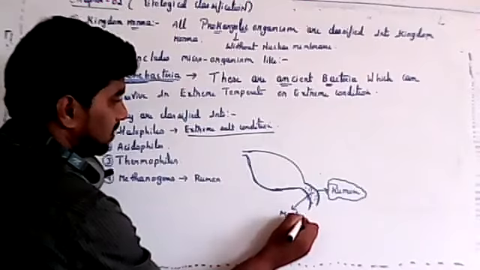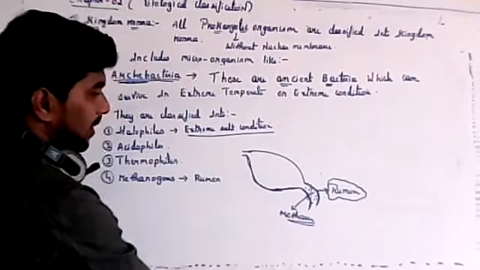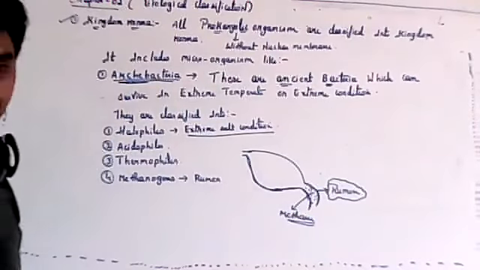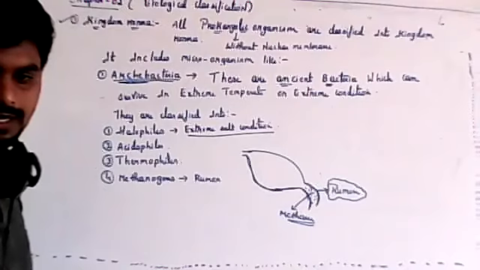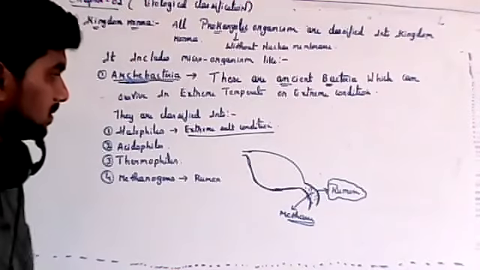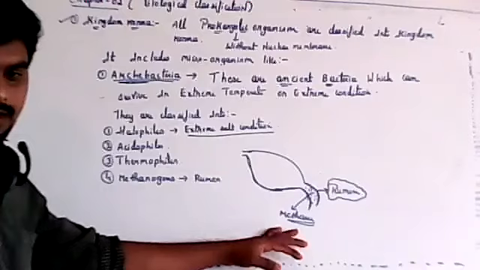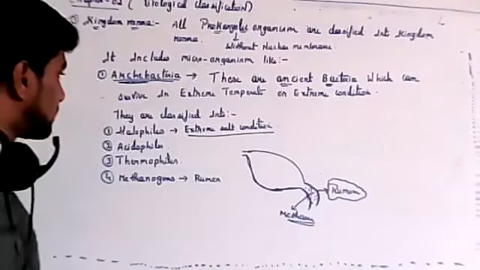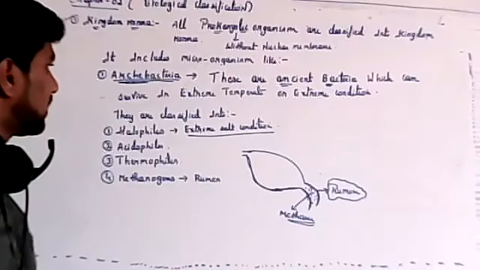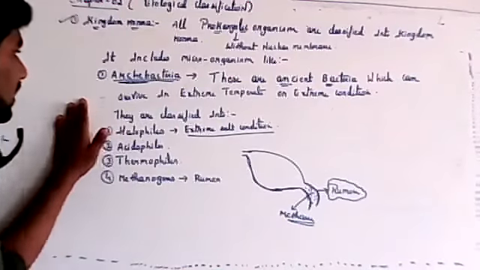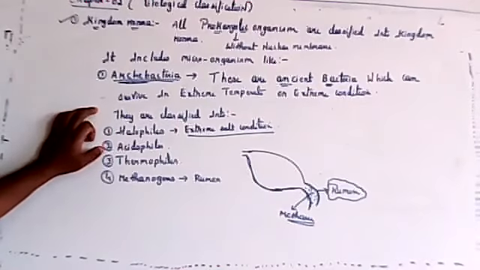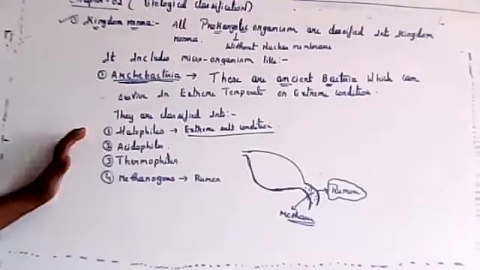So methane gas will be produced by these archaebacteria. It is the archaebacteria which survive in the rumen of the cattle, and they produce a gas called methane gas. Four types are classified under archaebacteria: halophiles, acidophiles, thermophiles, and methanogens.